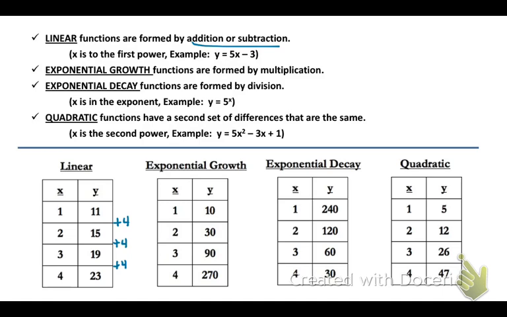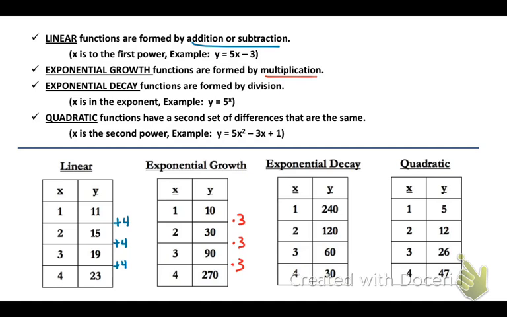Now an exponential equation or function that is growth, you're going to see multiplication between those outputs. So if you look at the second table, the inputs are increasing steadily, 1, 2, 3, 4, so we can compare the outputs. Notice that we are multiplying by 3 each time. So that is an earmark of an exponential growth function.